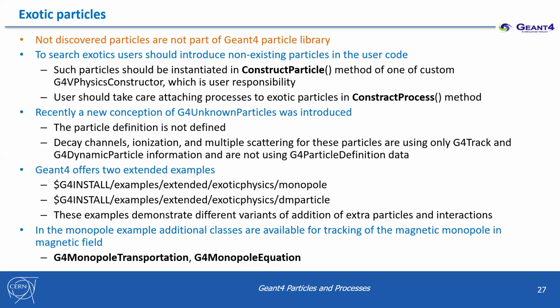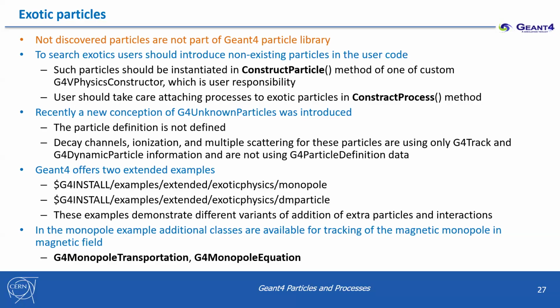We don't do it because there are too many exotic particles. They have different masses, different properties, and we cannot in advance know what to put there. And very often there is a scan over masses, and all this should be in the hands of the experiment.